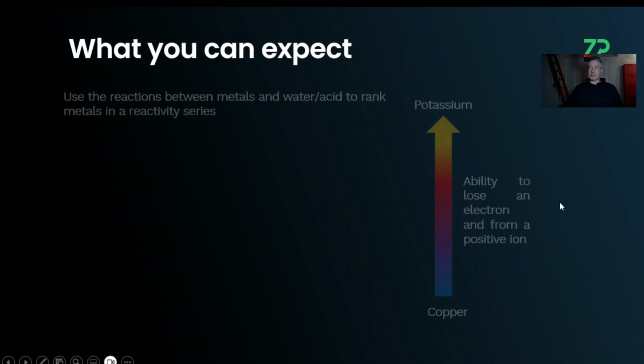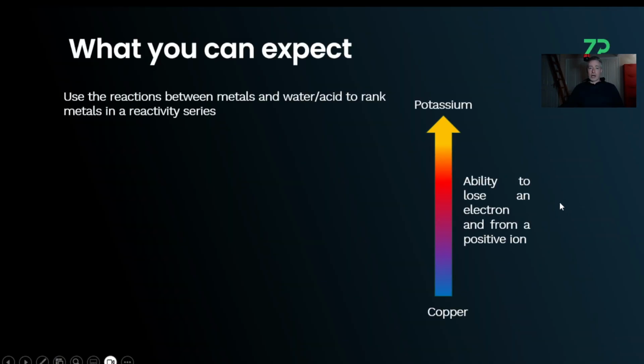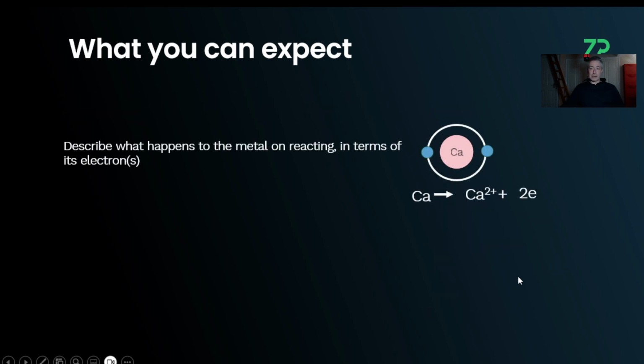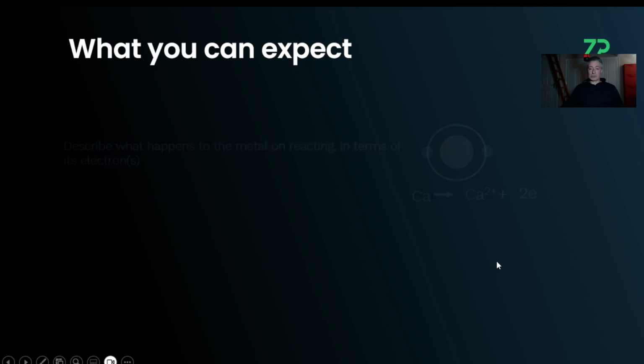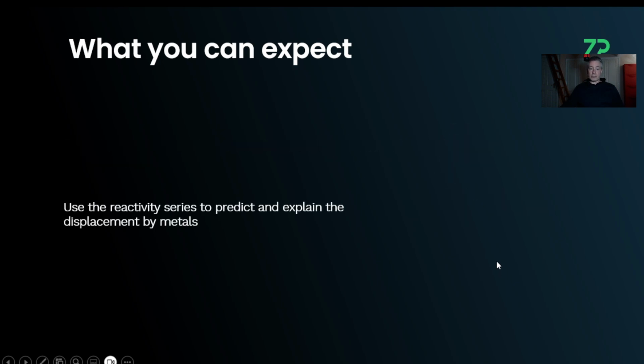So what you can expect from this video is that we can rank metals in terms of their reactivity using their reaction with water and acid, and we will discuss that in more detail. We'll discuss the fundamental reaction that takes place when a metal reacts. So for example, in this case, calcium is reacting to give its calcium positive ion plus 2 electrons. And we'll also use the reactivity series to predict and explain displacement by metals.